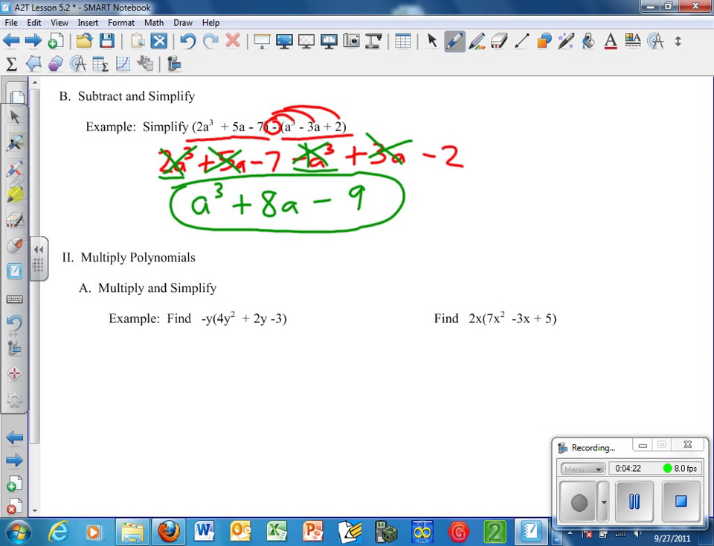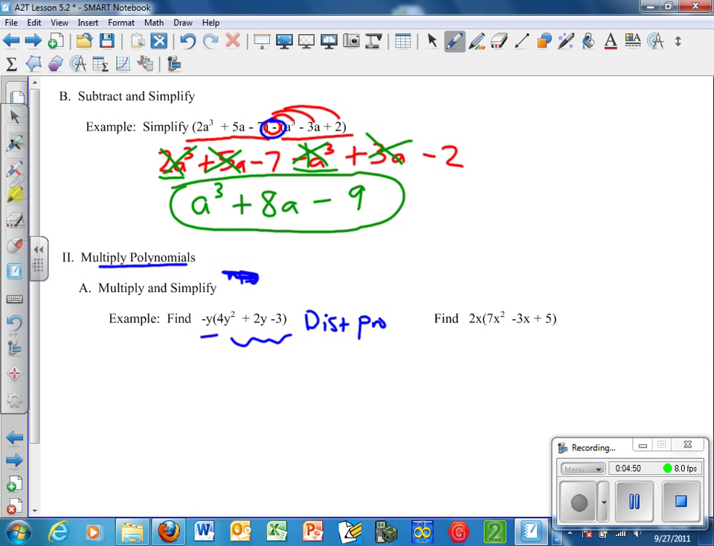If this would have been a plus sign here, then no signs change in this second one. And you keep the same signs and then just drop the parentheses off and combine like terms. All right, then we'll get into multiplying polynomials. Okay, first of all, if we multiply a monomial, a single term, by something with more than one term, in this case a trinomial, all it is is the distributive property.